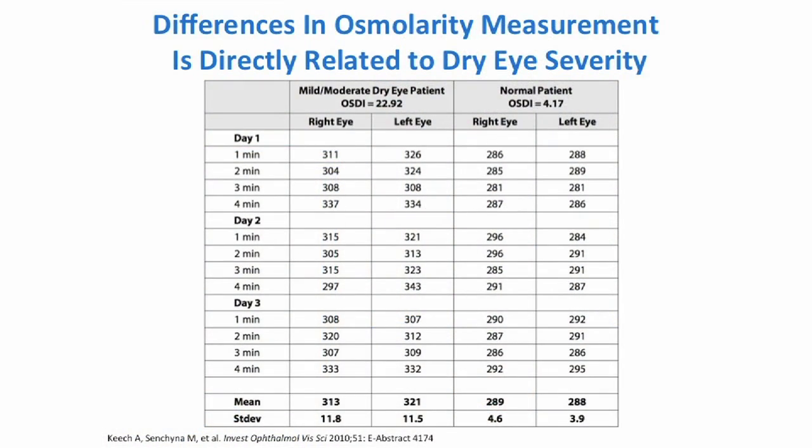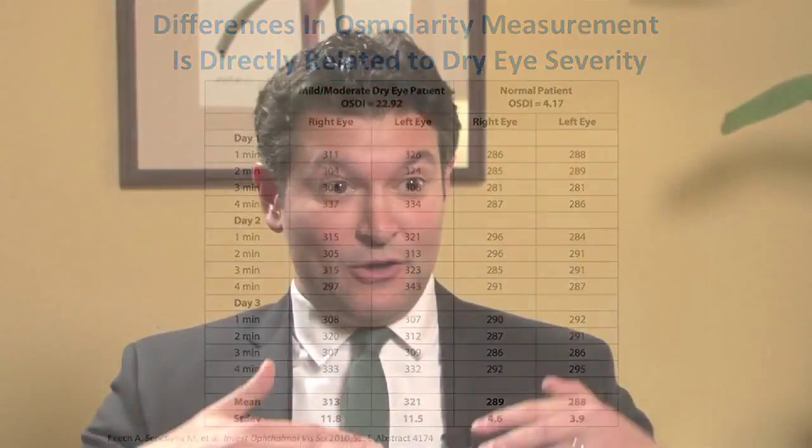Yeah, it's the instability of the tear film, which is a hallmark. And it's important to note neither eye could be over 308, but if there is that 8 milliosmole per liter difference, that is still dry eyes.